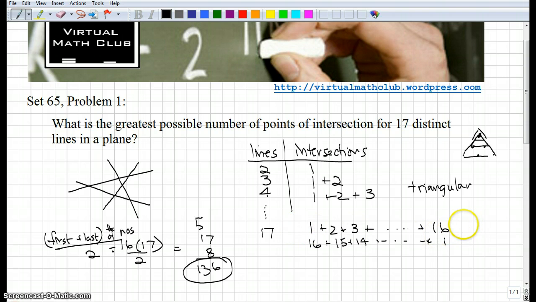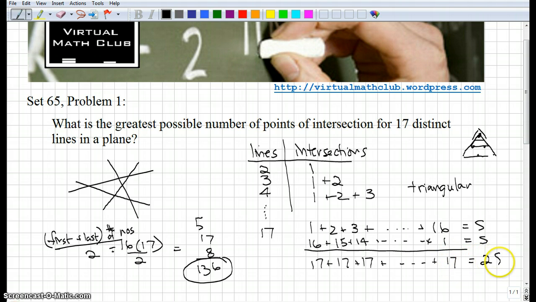Let's call this S. This is also going to be equal to S, same sum. But you notice that these corresponding terms all add up to 17, 17, 17. So all we're really doing is adding a bunch of 17s. And how many 17s do we have? It's just equal to the number of numbers. In this case, it's 16. So we end up with 16 17s. But that's equal to 2S, twice the sum we want. So that's why we end up dividing it by 2. All right. So the answer is 136 intersections.